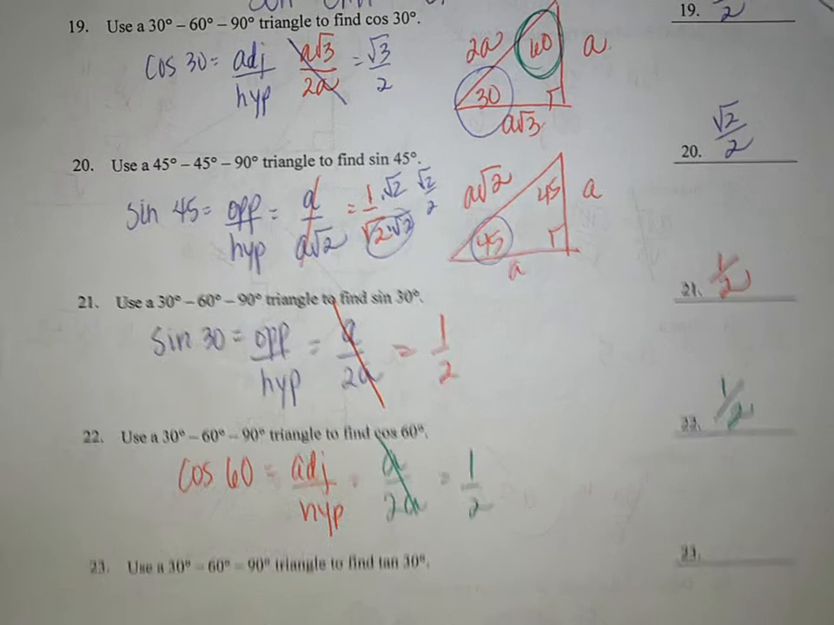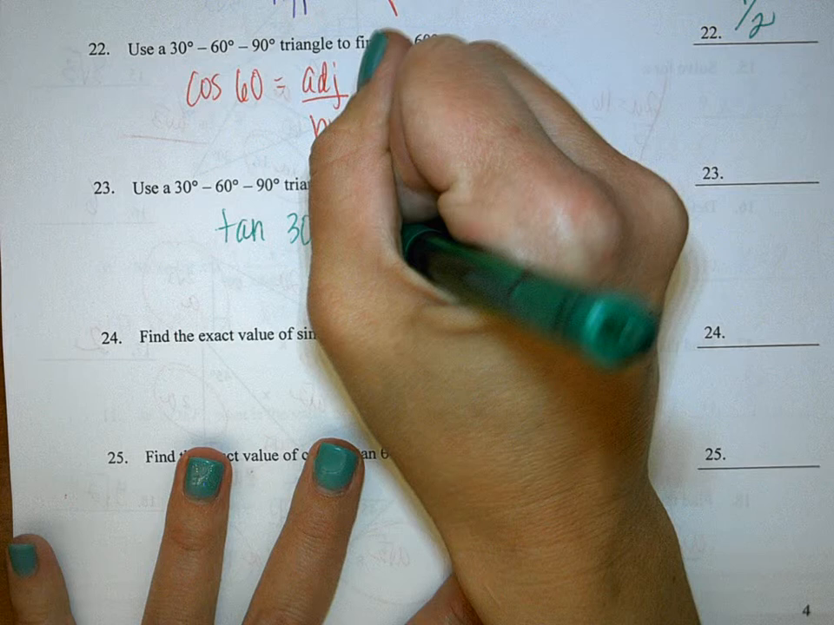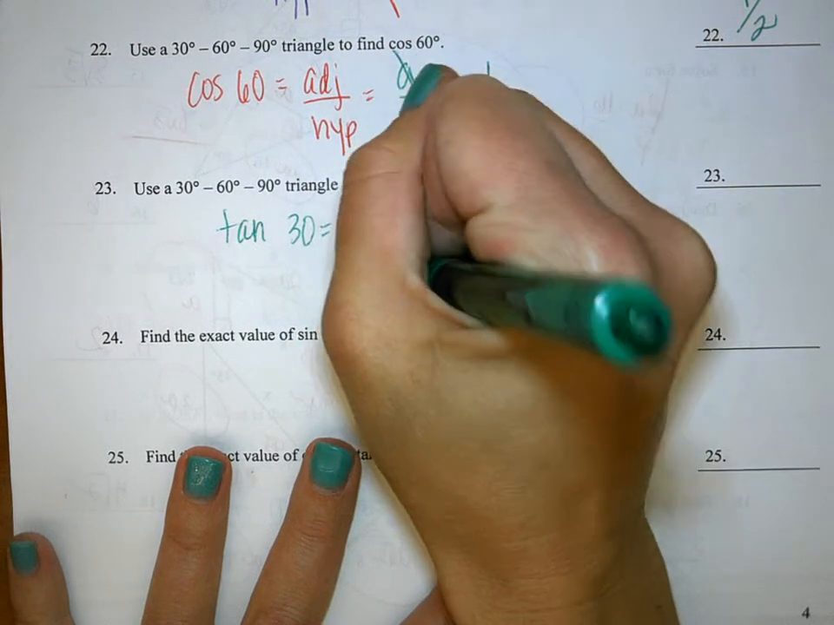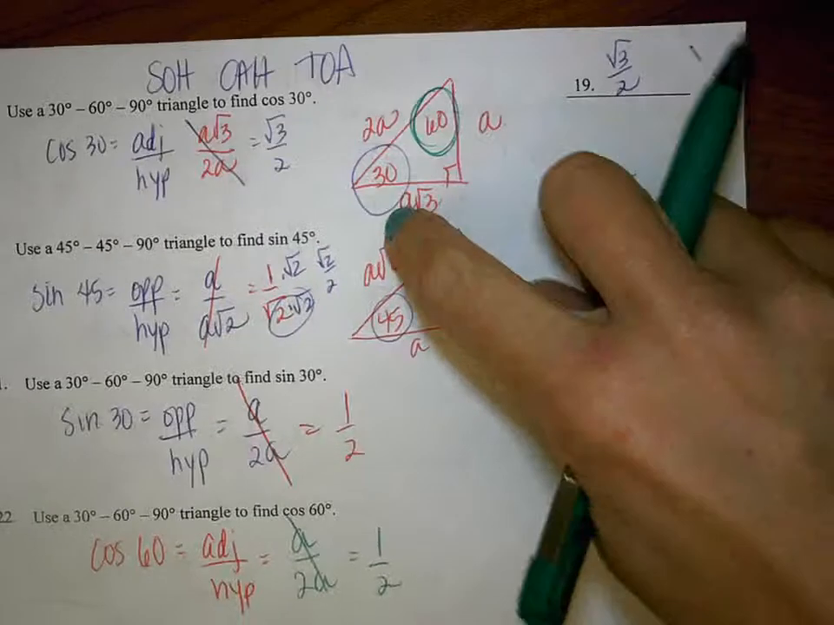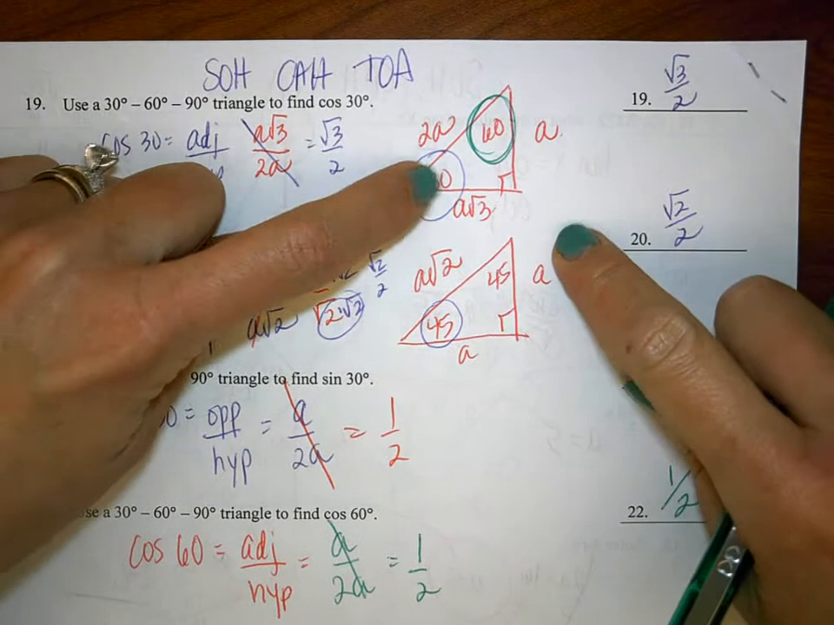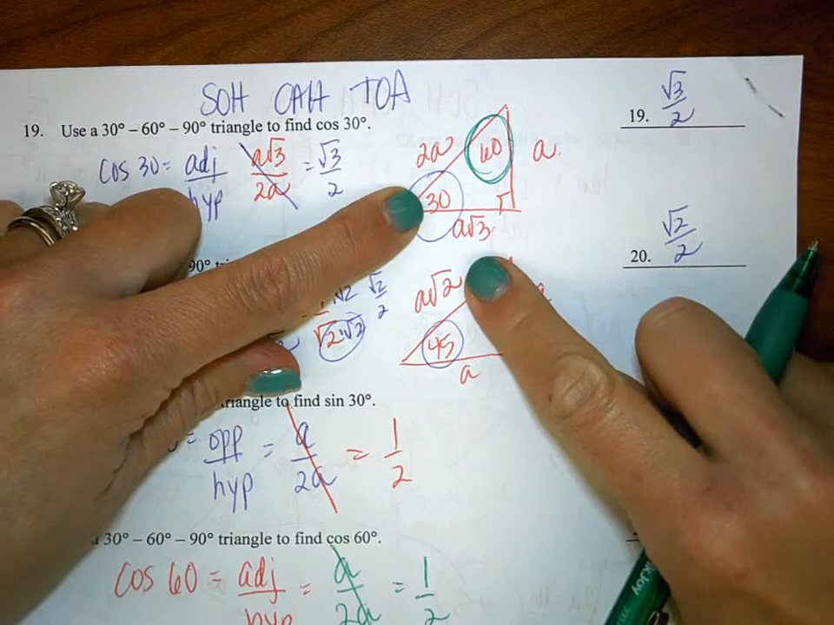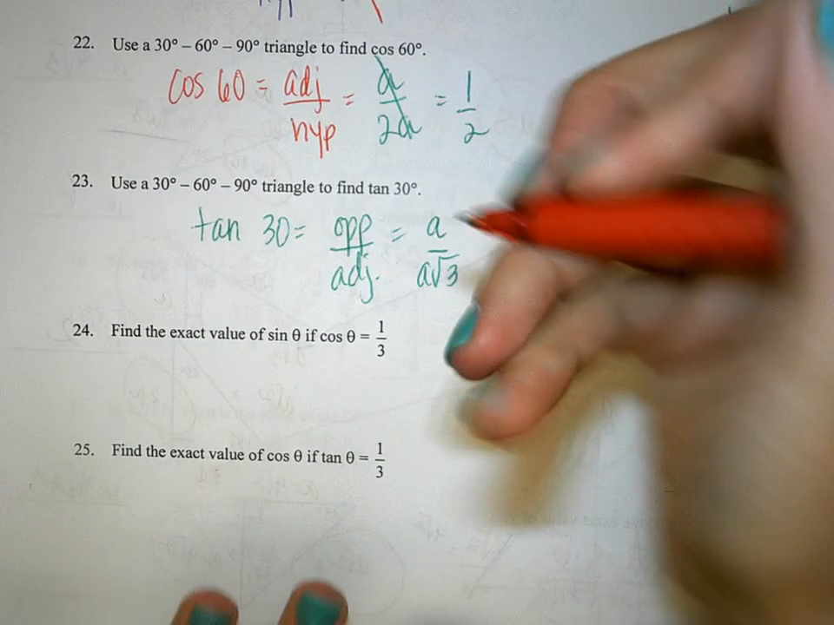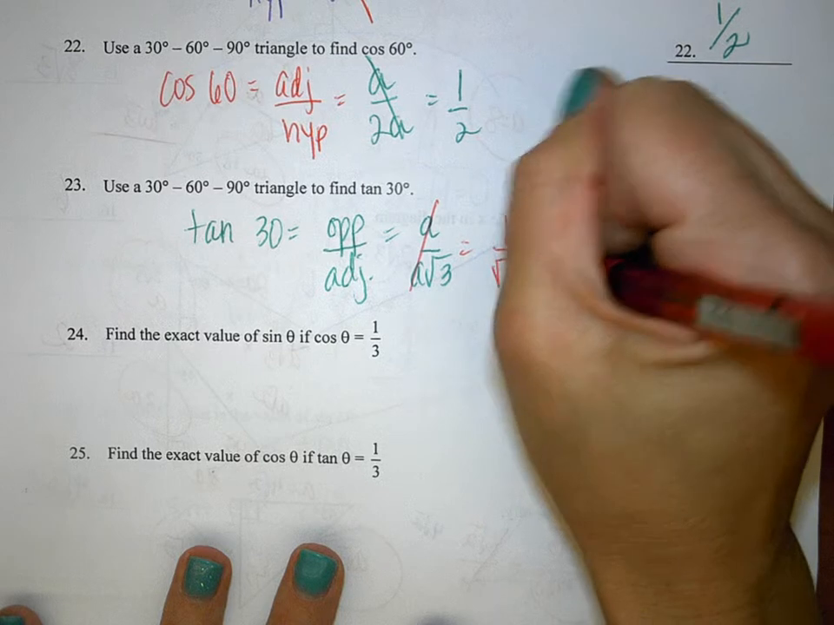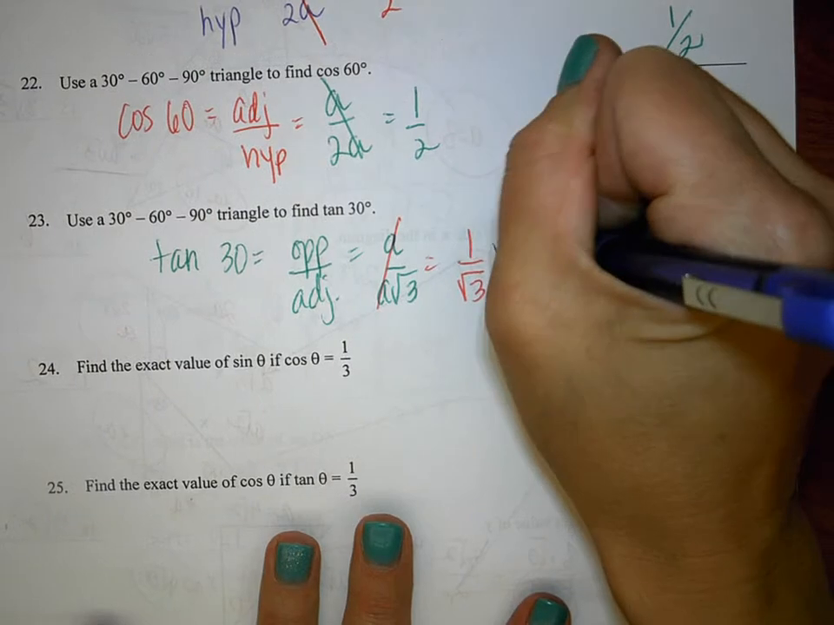Okay, tangent of 30. What is tangent? Opposite over adjacent. Okay, I'm going to go back up to my triangle here real quick. So we're going to 30 again. Here's 30. What's opposite 30? A. And what's adjacent to 30? Okay, so my A's cancel out. We have 1 over root 3. And then what do I do? So we end up with root 3 over 3.